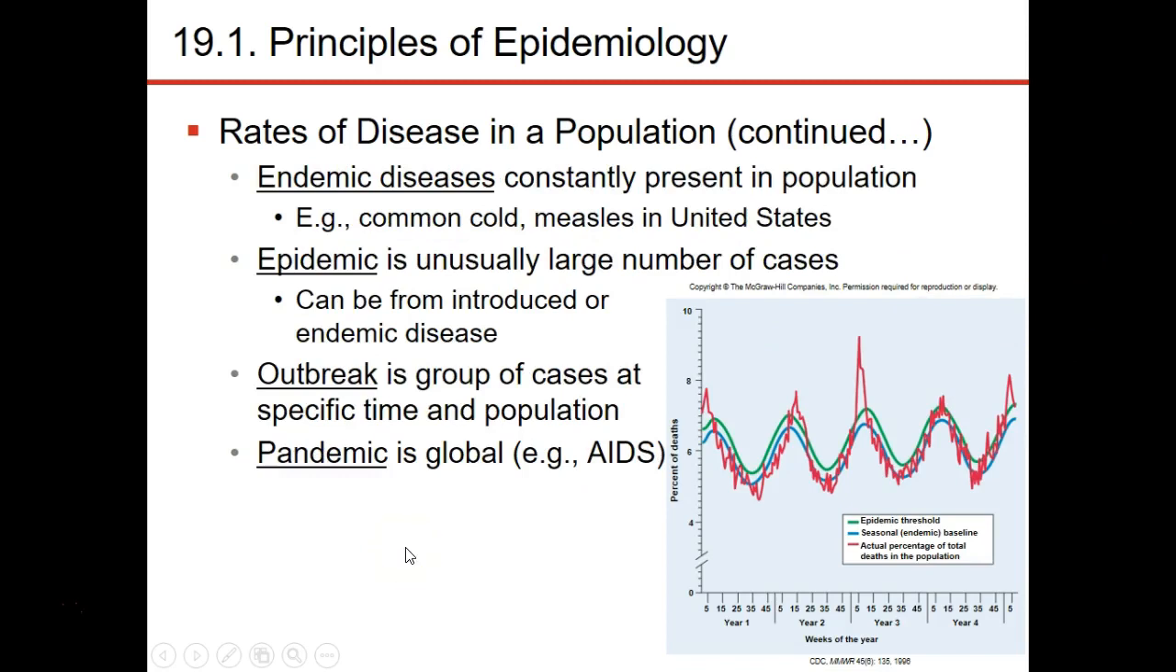Diseases can be seen as endemic. So an endemic disease is a disease that is always present within a population. Best example is a cold. We always have colds present. When a cold becomes super common in an area, then it would be called an epidemic. An outbreak is a group of cases that pop up at the exact same time within a population. And then a pandemic is a global epidemic.